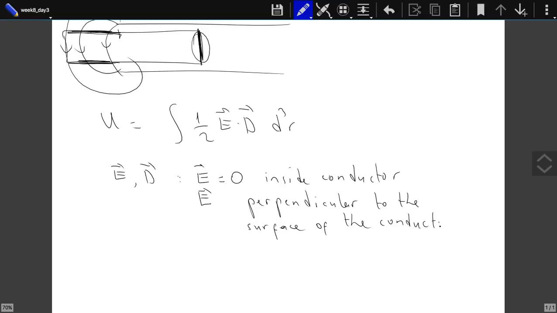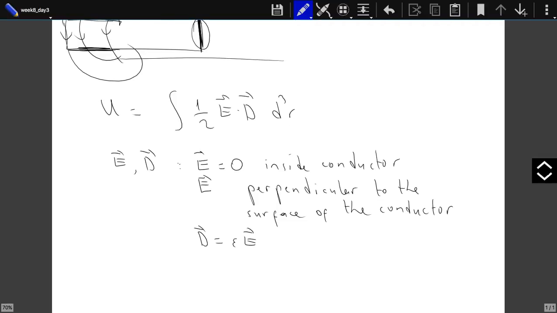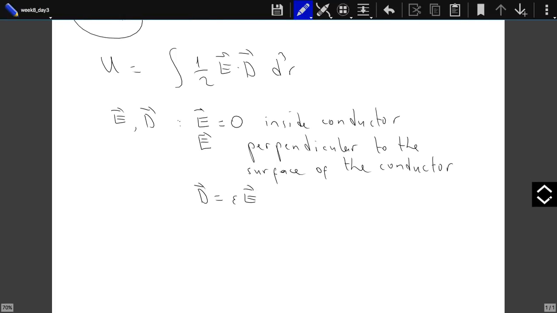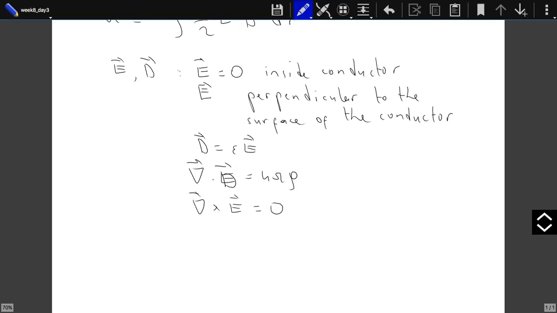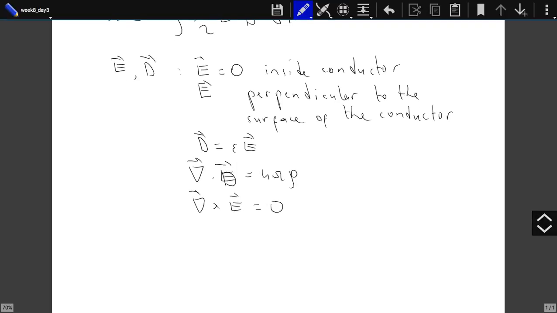And D is equal to epsilon times E. And then the book says, let us assume, of course, this should satisfy our equations: D is equal to 4 pi rho, and the curl of E is equal to 0. Then the book says, let us assume we have a different set of solutions.